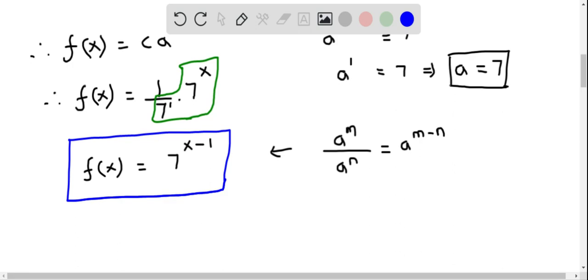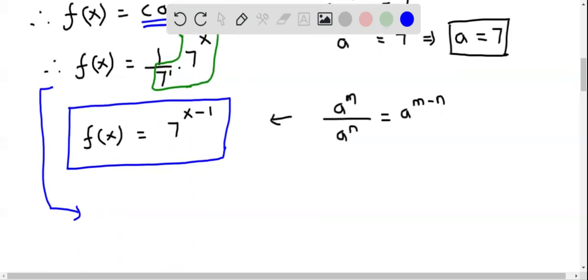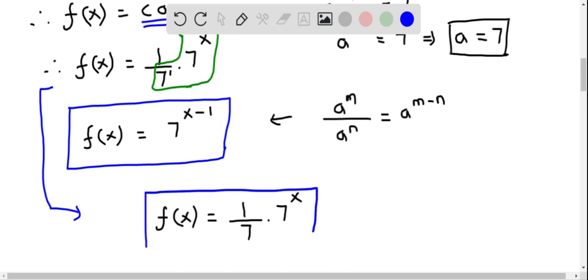Okay, it looks like we have to give the function only in the form of c times a to the power x. So we will write the function only in that form. Therefore, we say that f(x) equals 1 by 7 times 7^x. So this is the answer to this question. That is, f(x) equals 1/7 times 7^x, which is in the form of c·a^x.